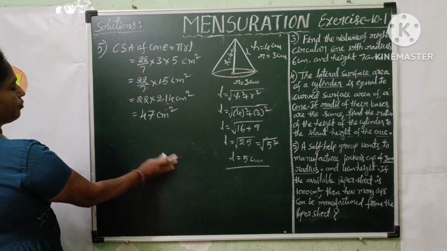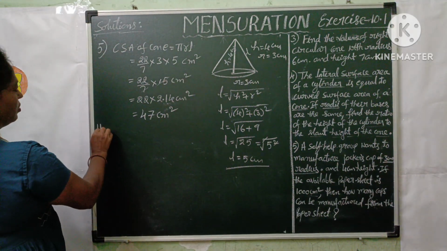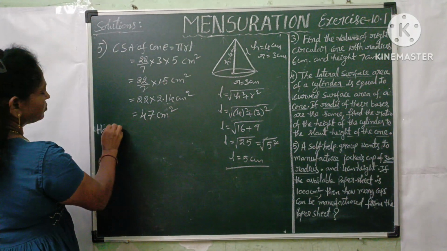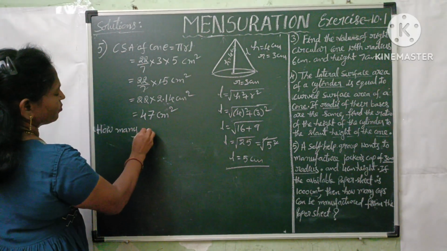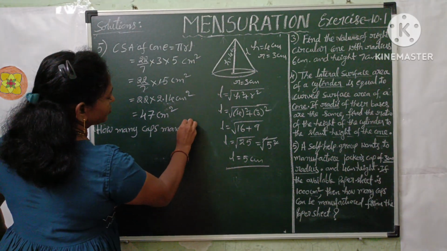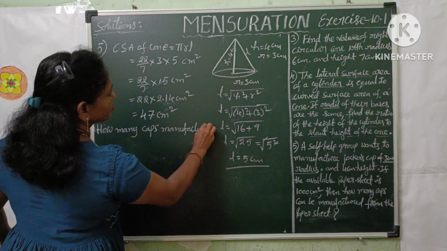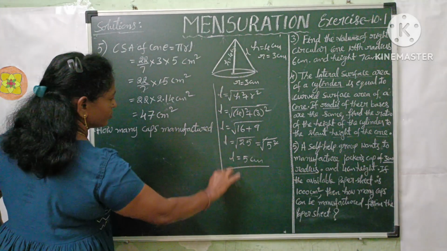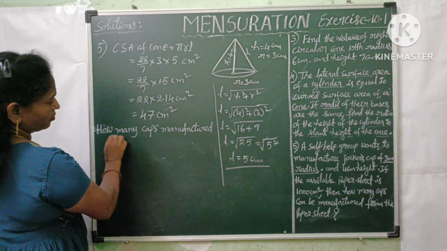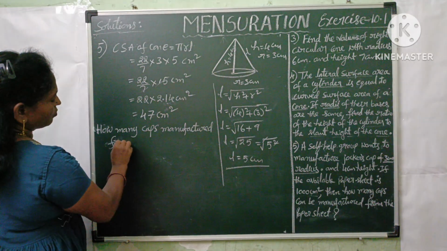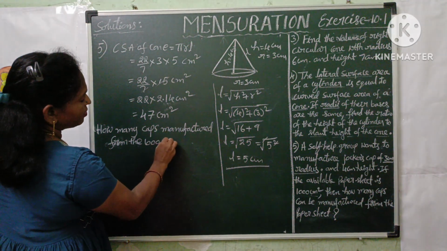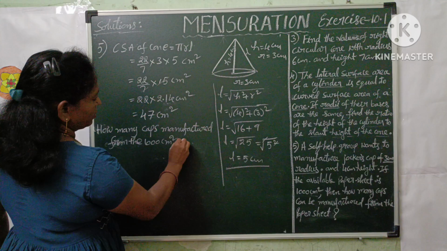So how many caps can be manufactured from the 1000 centimeter square sheet of paper?